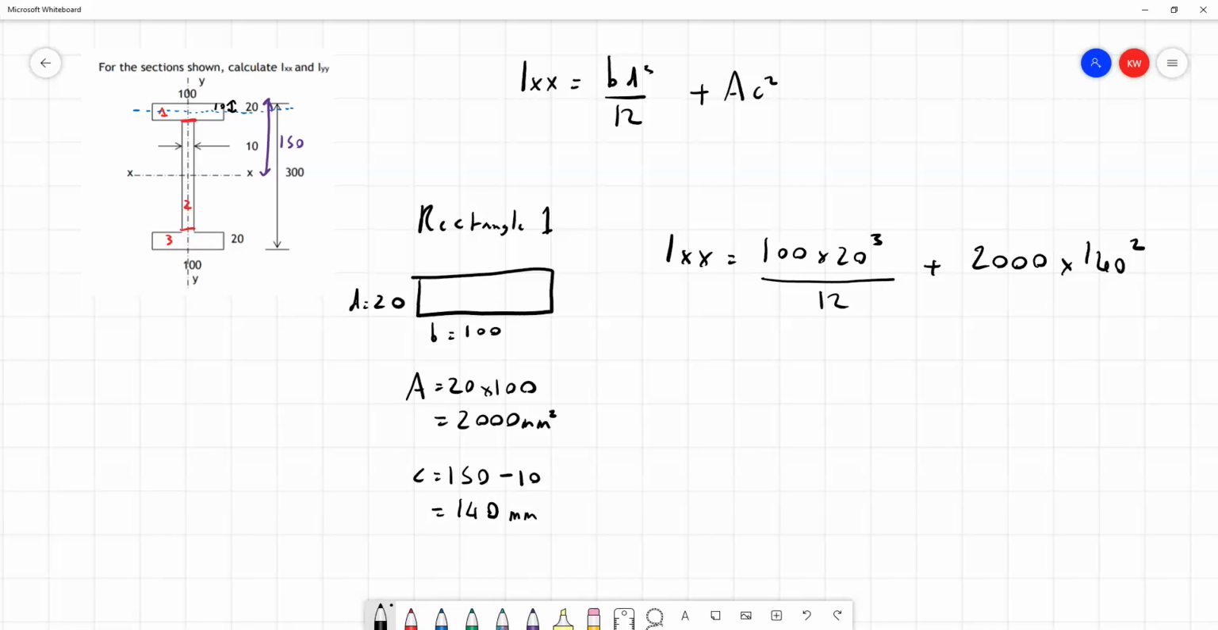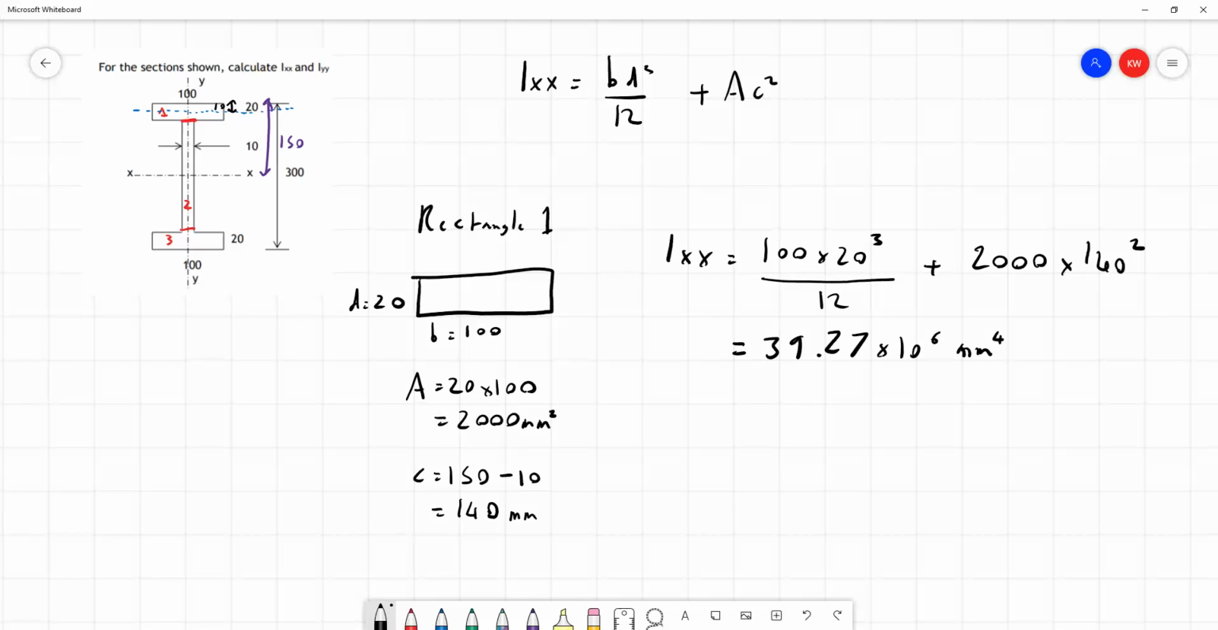But once we know what we're doing, it just makes as much sense to put our answers into one formula and then enter it into our calculator. And when you put all of that into your calculator and you put it into scientific notation, the answer we get is going to be 39.27 times 10 to the 6 millimeters to the 4.